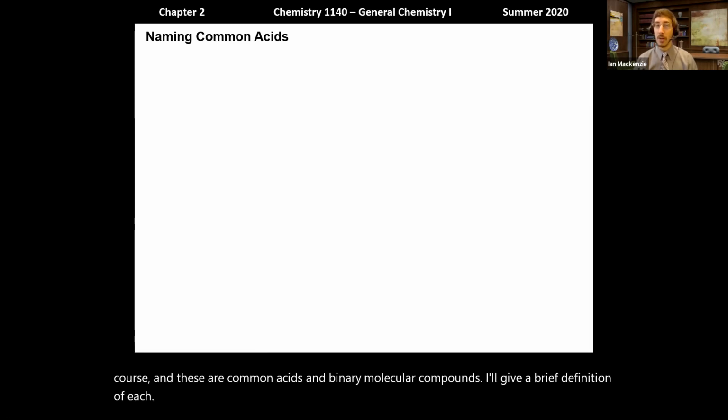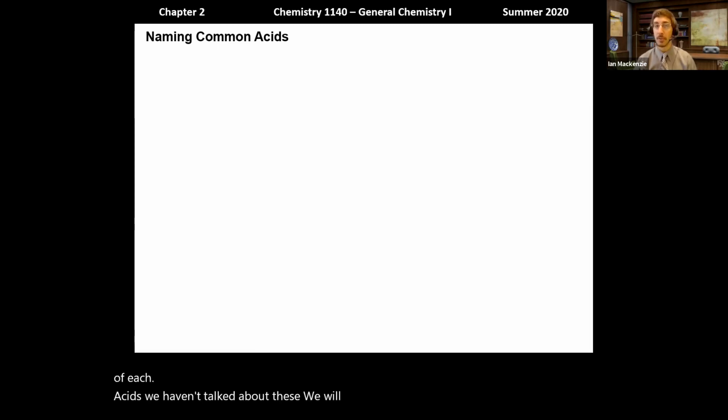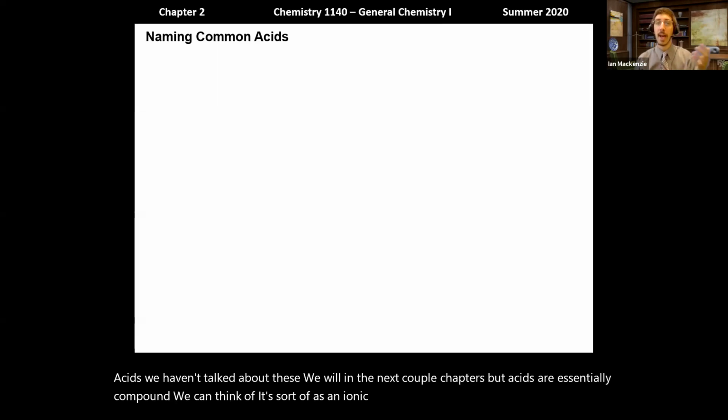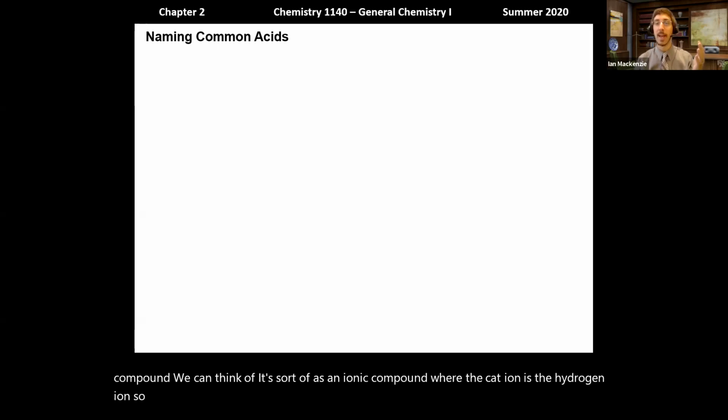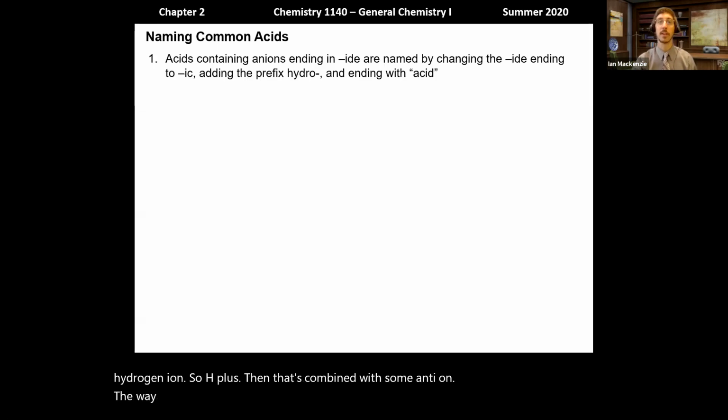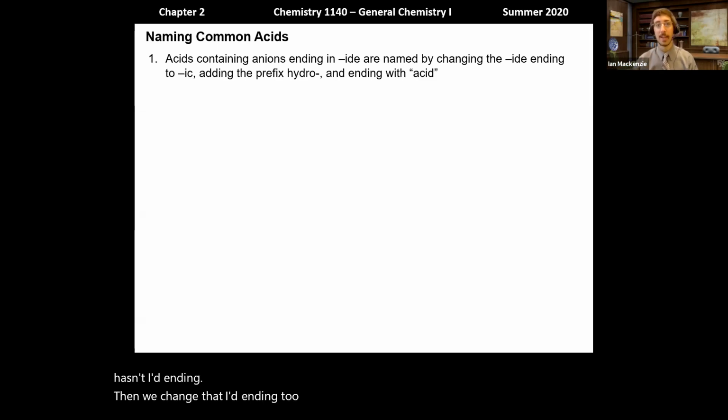Acids, we haven't talked about these, we will in the next couple chapters, but acids are essentially a compound we can think of sort of as an ionic compound, where the cation is the hydrogen ion, H+, combined with some anion. The way that we name these is simply by taking a couple different cases. If the anion that's present has an "ide" ending, then we change that "ide" ending to "ic", we add acid at the end, and we put the prefix hydro in front.